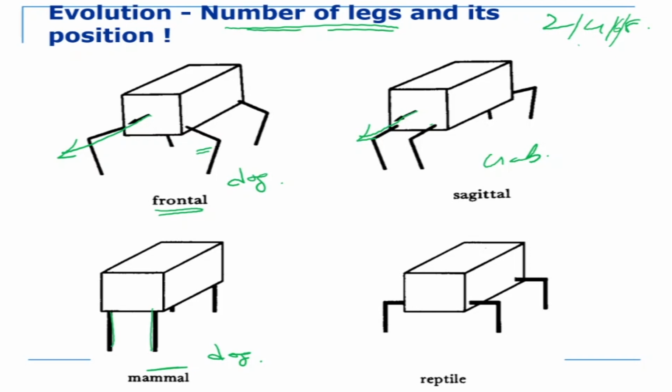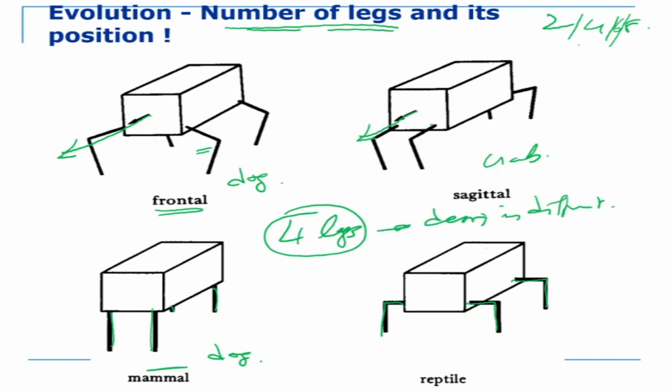The legs are straight down like this. In the case of a reptile, say a lizard, the legs are like this. So all of these have 4 legs, but the design is different. What I'm trying to explain is that the first thing you need to decide is how many legs you need. It can be 2, 4, 6, 8.